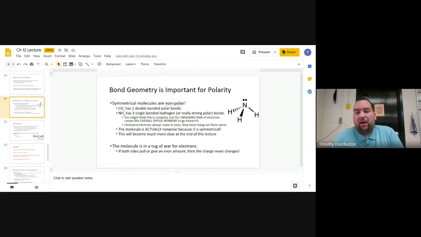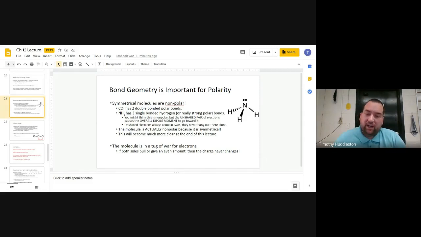And as we said earlier, bond geometry is important to polarity. So CO2 has two double bonded polar bonds that pull in equal and opposite directions. And if you're dealing with a symmetrical molecule, it's going to be nonpolar. That's the easiest way to think about it.